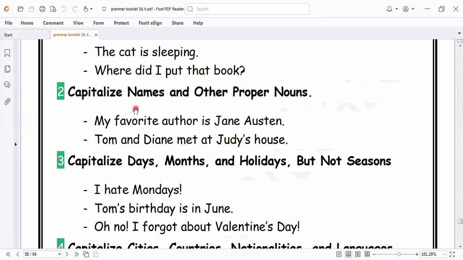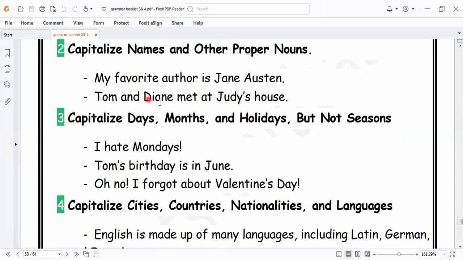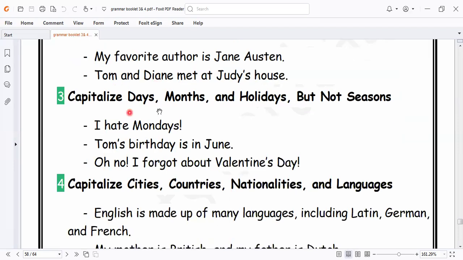We can capitalize the names, and other proper names must be written in capital letters. If you come in any place, the proper names and the names must be written in capital letters, like Jane, Judith, Tom, Dana, and so on. We have here My written in capital letter. We also capitalize days, months, and holidays.